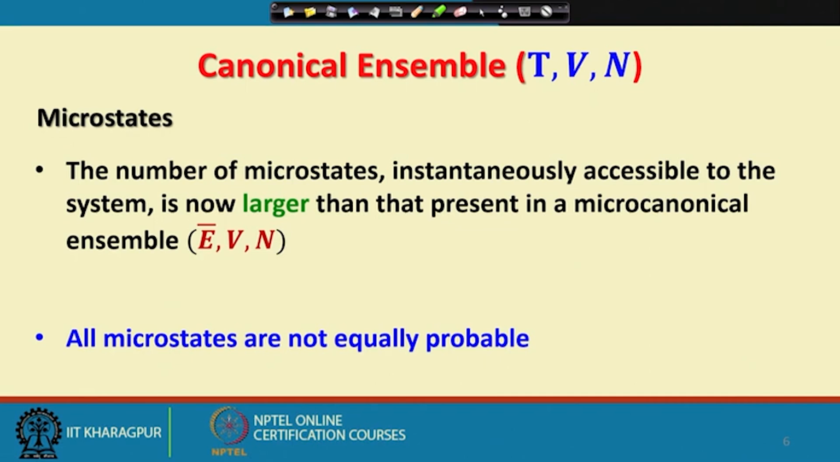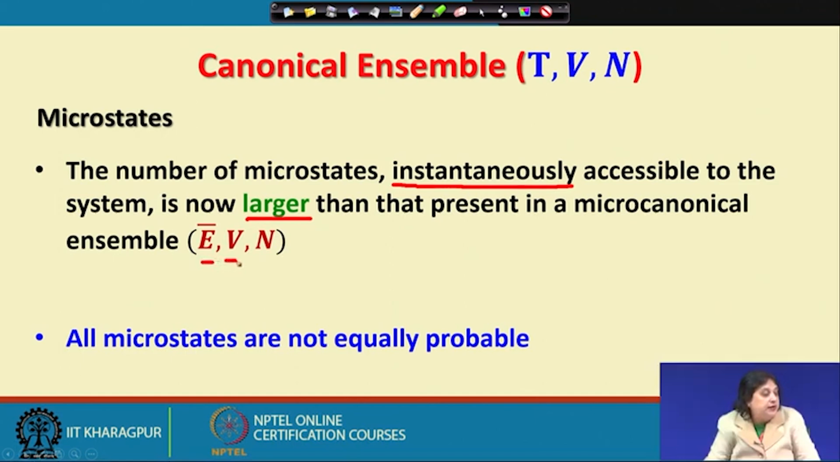If we think about the microstates of a canonical ensemble where the system macroscopically is being maintained at a given temperature, volume, and number of particles, the number of microstates that is instantaneously accessible to the system is larger than that present in a microcanonical ensemble, where you have a total energy value equal to E bar, volume V, and the total number of particles N. And this is exactly what we have demonstrated to you by showing that if I fix those two spin half particle system to E bar equal to 0, the number of microstates accessible would be only 2.